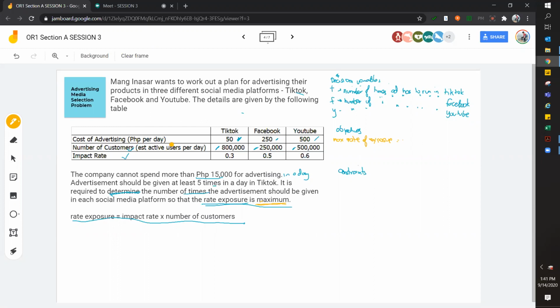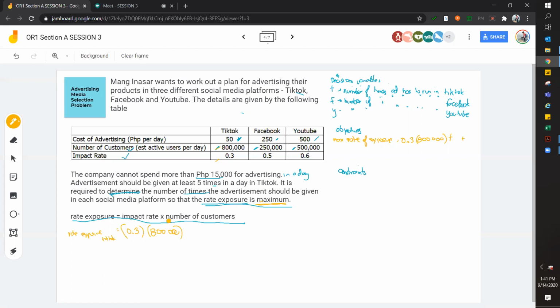So unahin natin to, ano nakalagay dito, rate of exposure is equal to, halimbawa rate of exposure sa TikTok is equal to 0.3 multiply by impact rate multiply by number of customers. Tama? Agree po ang lahat dun. Rate of exposure sa TikTok is equal to 0.3 times 800,000. Good. Okay. Ilagay ko dito ha. 0.3 times 800,000 times letter T.